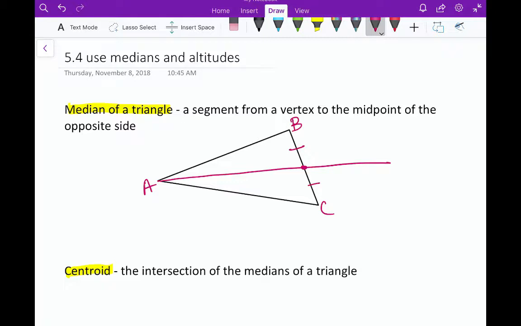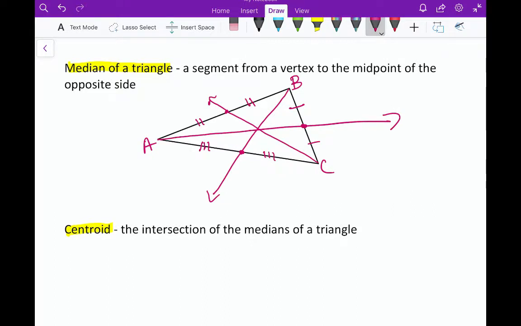I could draw another median. What I'm going to do first is figure out where I think the midpoint is. So about here and about here. So my median from B is going to go through this midpoint, and my median from C is going to go through the midpoint of AB. Those are the three medians of the triangle. We know they're the medians because they come from the vertex and they go through the midpoint of the opposite side. The centroid is the intersection of the medians.